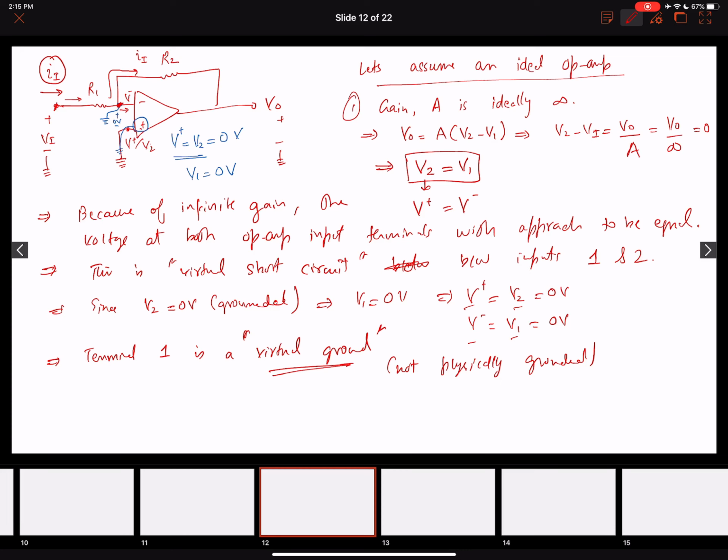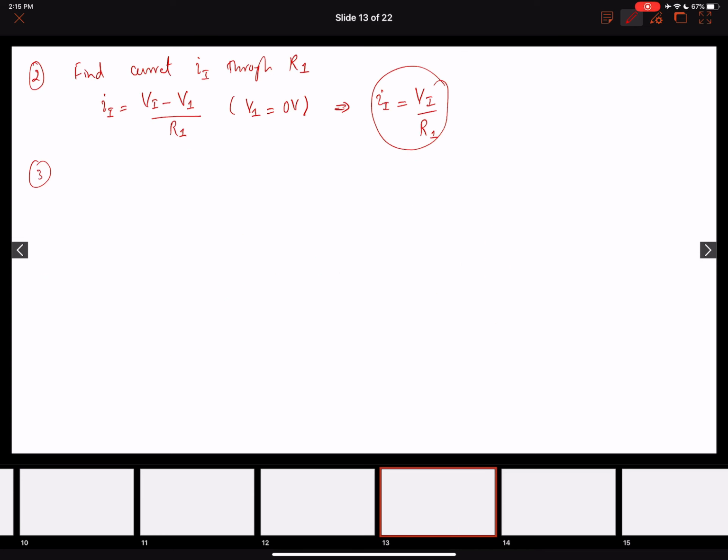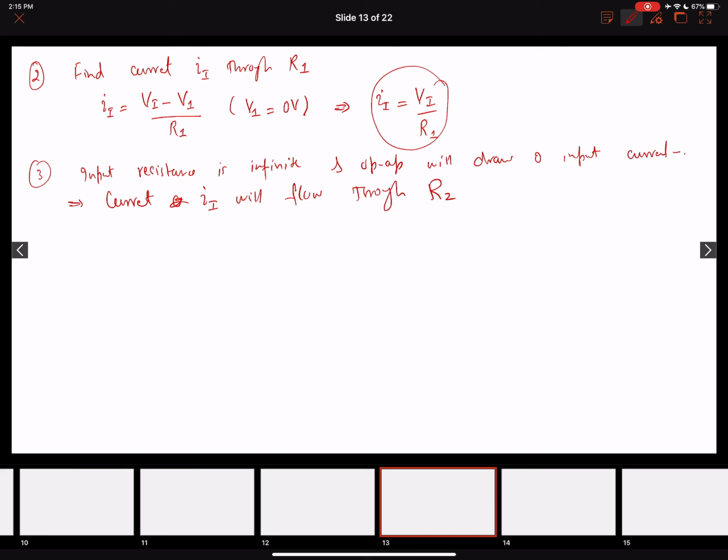Then we said that the same current will flow through R2 because of infinite input resistance. Input resistance is infinite and the op-amp will draw 0 input current. So this means the same current II will flow through R2.